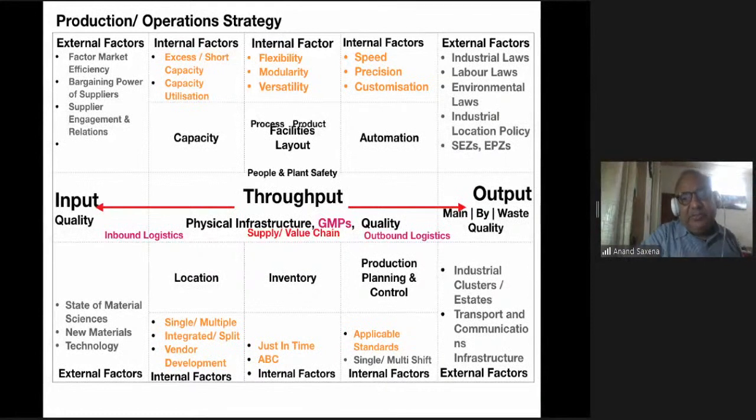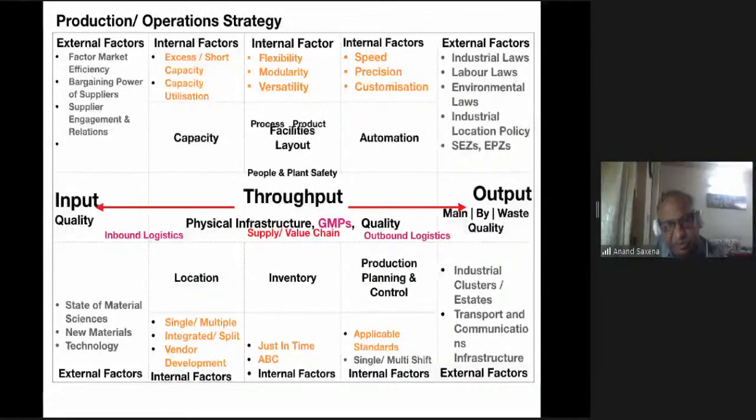I have just given you a glimpse of the story by looking at the output of the firm. Likewise, for each of these aspects, we can take it up. Now, we can pick up any factor at random, and then go about its elaboration.